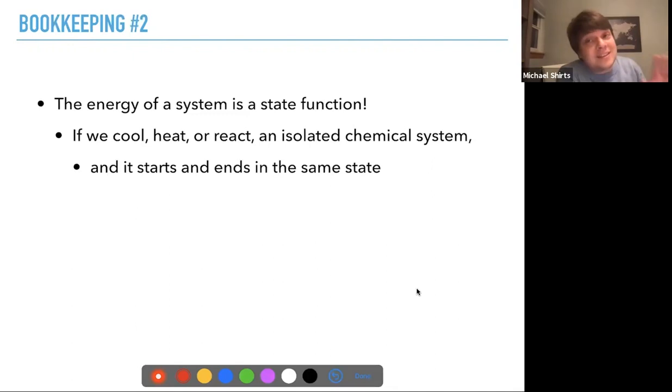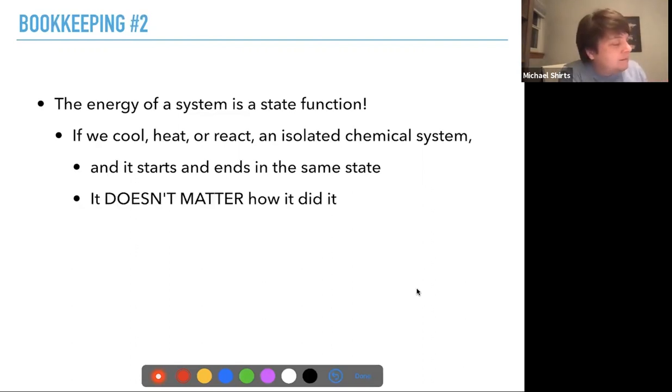So this is very useful in a lot of thermochemistry because we can make up a way to get from A to B. We can find the easiest way for the system to change from state A to state B and calculate that rather than looking at what it actually did. So that's really powerful. Doesn't matter how it did it. We can make up our own way that's easier to deal with, and the change in energy will be the same.